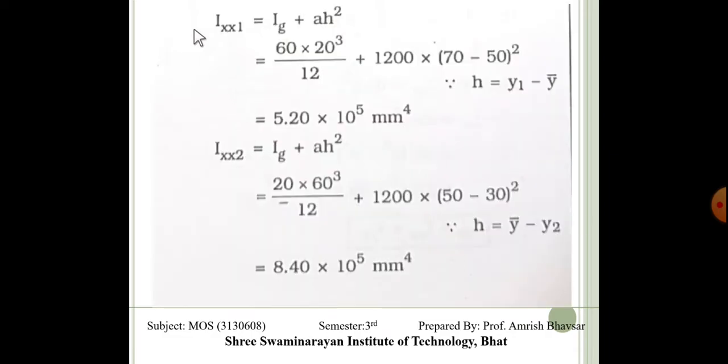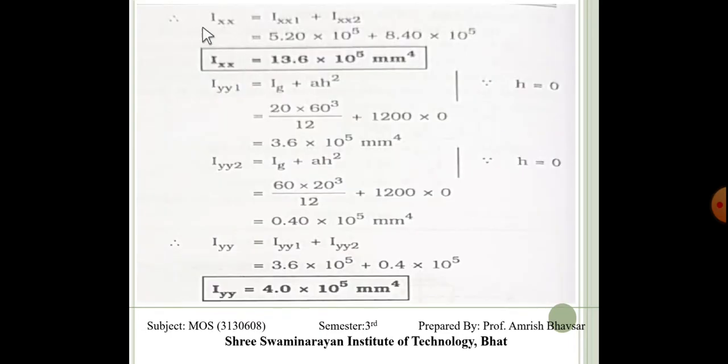Now Ixx1, the equation is Ig plus AH square, because here our CG is xx and we are going to find the Ixx1 for part 1. So, the CG of part 1 and the original CG are parallel to each other, but at some distance. So, here always we are going to use Ig plus AH square, and Ig for the rectangular section is BD cube by 12 plus area into h, where h is equal to y1 minus y bar. So we will get Ixx1. Ixx2 again is Ig plus AH square, BD cube by 12 plus area into y2 minus y bar. So we will get Ixx2.